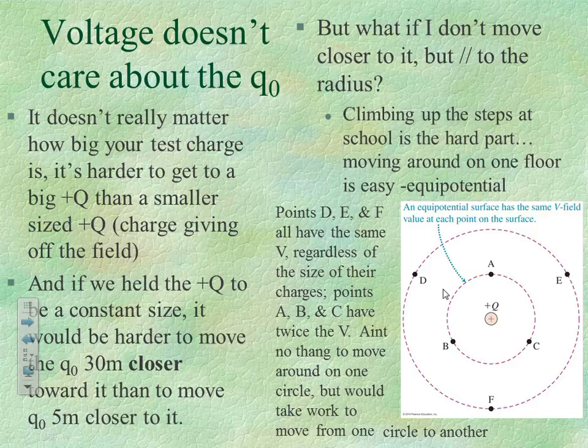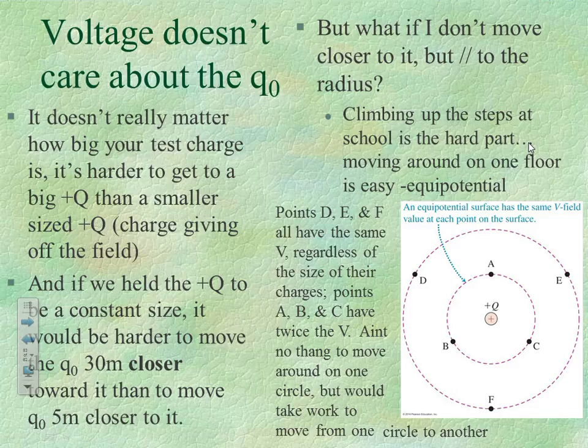The idea of bringing this closer to or farther away from, that's what we're talking about in terms of electrical potential. Okay? So it's going to be harder to move at 30 meters than to move at 5 meters. And on the topic of climbing the steps, you might consider it hard, you might consider it challenging. But then walking around on the second floor or the third floor or whatever floor, that's not so difficult, right? Because you're not going up, you're not going down. We consider that an equipotential.